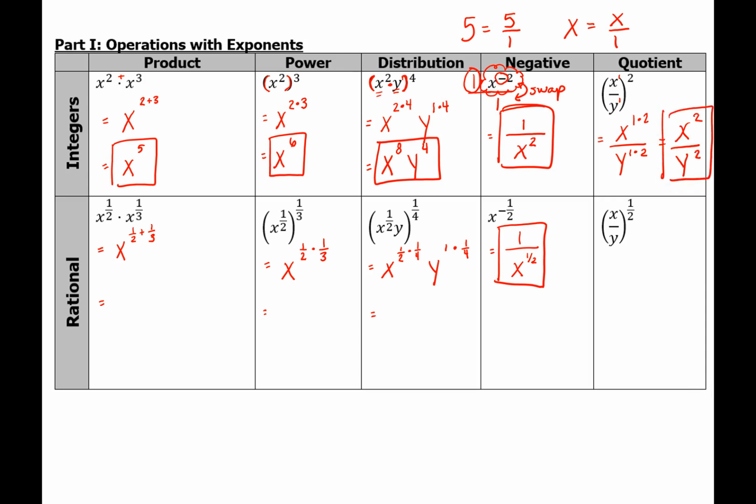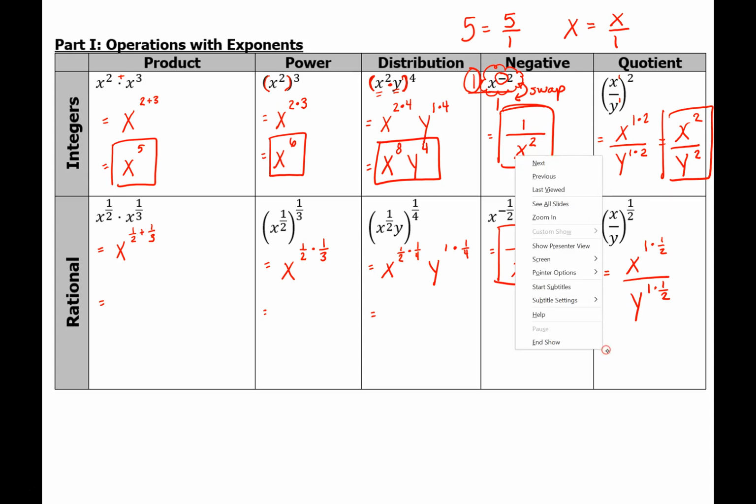The same thing applies with your rational exponents. So in our numerator, we're going to have x to the 1 times 1/2, and in the denominator, we're going to have y to the 1 times 1/2. Again, it's kind of like distributing that power of 1/2 to both sides of the fraction. We do need to simplify this one a little bit further because of that multiplication.